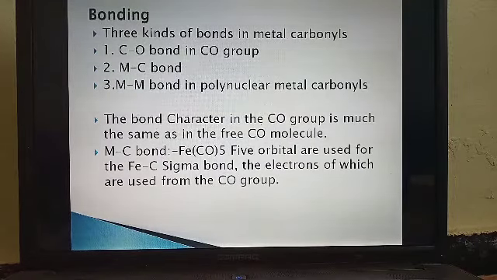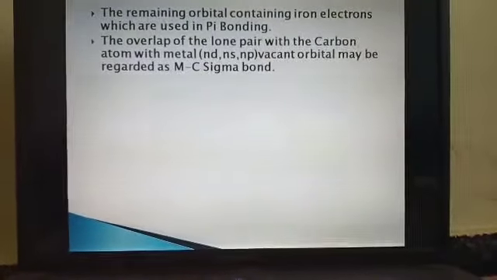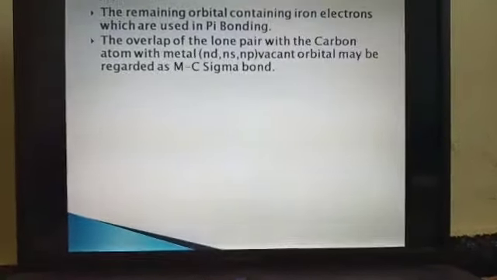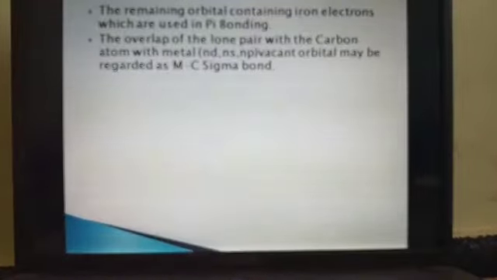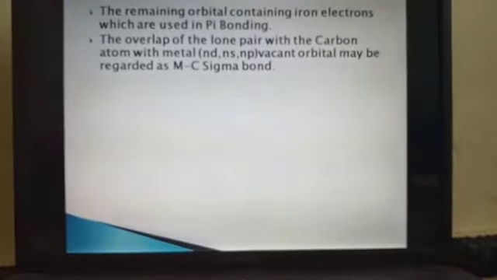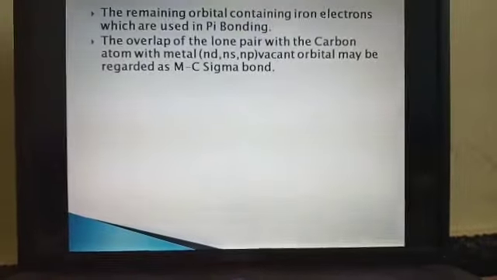So an example of metal carbonyls is pentacarbonyl iron, where 5 orbitals are used for the iron carbon sigma bond, the electrons of which are used for the CO group. Then the remaining orbitals containing iron electrons are used in the pi bonding. So earlier we discussed that a metal and carbon have two different types of bond, one is sigma bond, another one is pi bond. So the overlapping of the lone pair on the carbon atom with the metal's nd, ns and np vacant orbitals may be regarded as the MC sigma bond, that is metal carbon sigma bond.